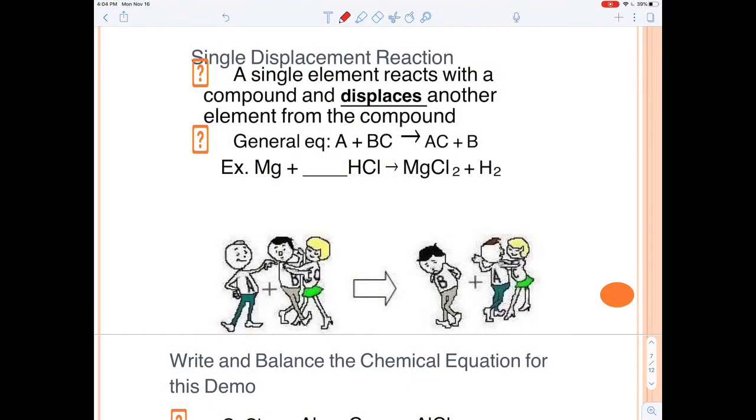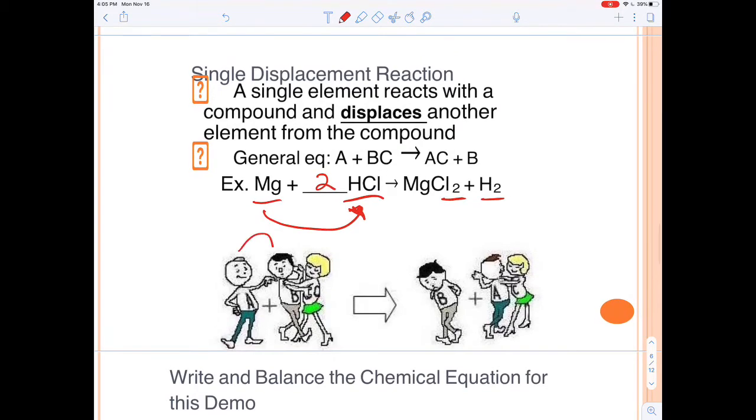Next, we have a single displacement reaction. Here, a single element displaces another element in a compound. So here it's an element reacting with a compound. What's happening here is the magnesium is actually kicking out the hydrogen. If you wanted to balance this, we've got 2 hydrogens, 2 chlorines, so a 2 goes there. And so in this cartoon, you see this guy here replacing this schmuck. And so we call this guy Mr. Steal Yo Girl.